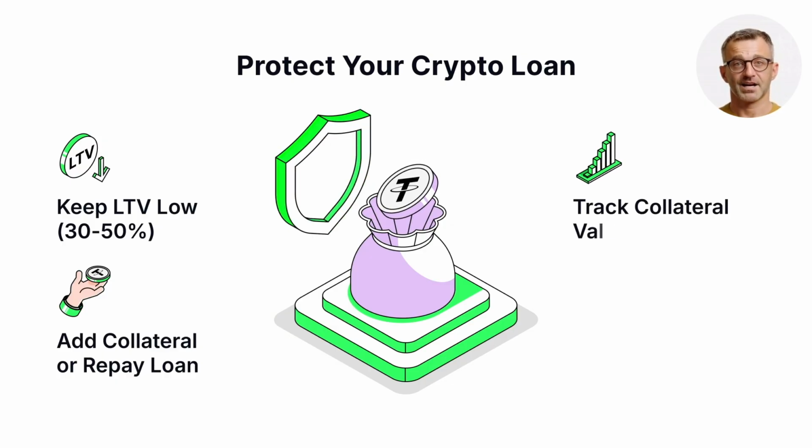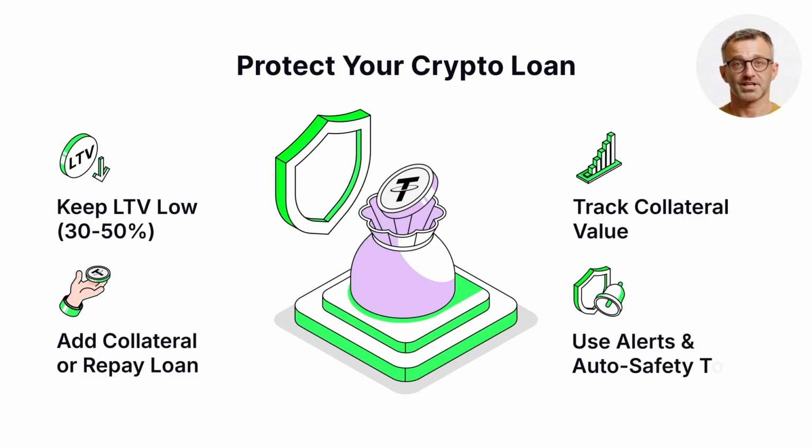Thirdly, add collateral or repay part of the loan. If you receive a margin call, it's not a death sentence. You have two options. Add more collateral, deposit additional crypto to increase the total value of your security, or repay part of the loan, return a bit of USDT/USDC to reduce the debt. It's like adding more water to a kettle. The level goes back to normal, and everything works fine again.